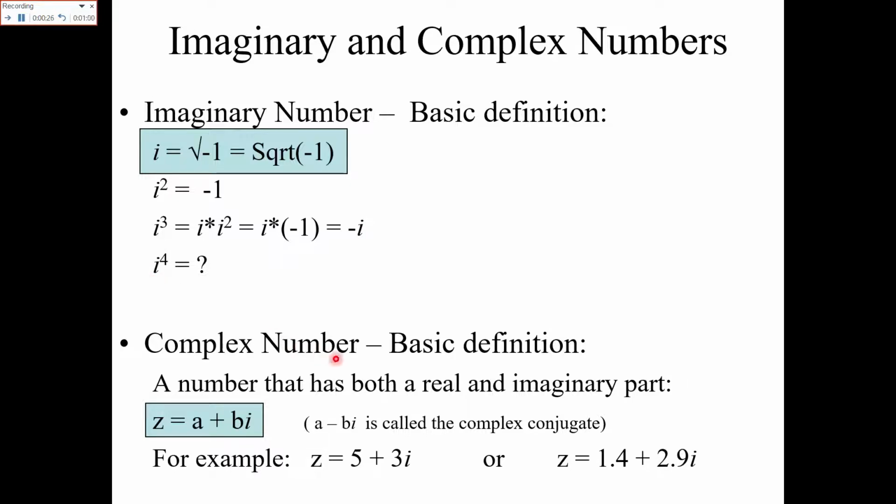The basic definition of a complex number is a number that has both a real and an imaginary part. If z is a complex number, it has both parts, where a is the real part and b is the imaginary part of this number. These are the examples: z is equal to 2 plus 3 iota, and z is equal to 1.4 plus 2.9 iota.